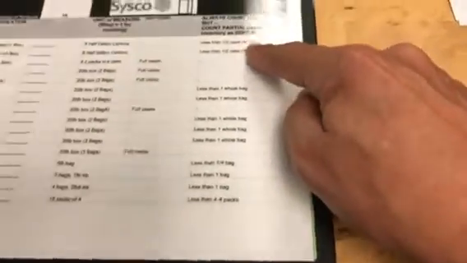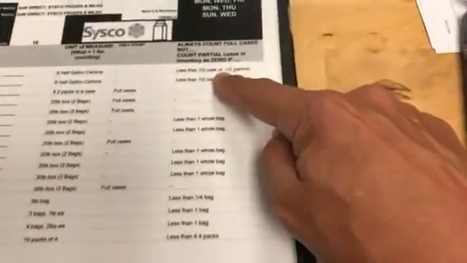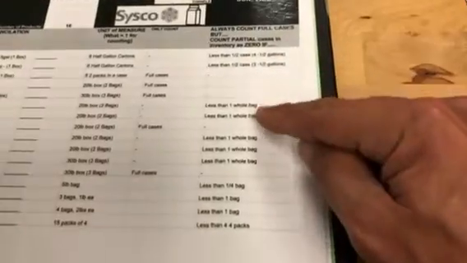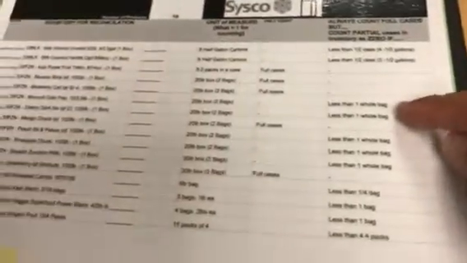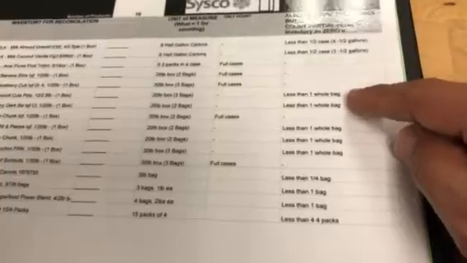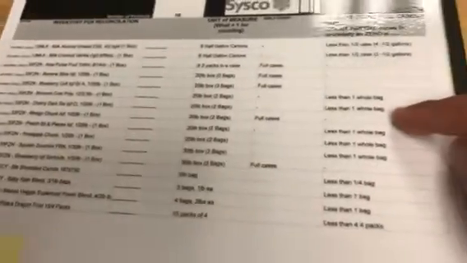And then here's when I count it as 1 versus 0. If I have less than a half a case of almond milk, I count that as 0. If I have less than a whole bag of broccoli, that is 0. Less than a whole bag of cherries is 0. So again, take the quiz.